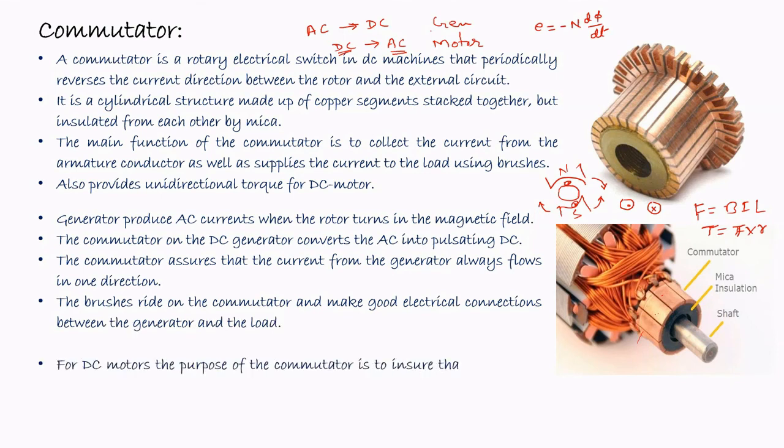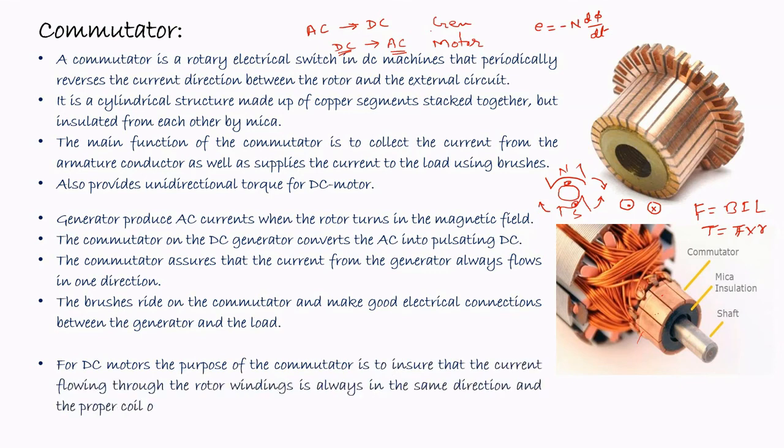The brushes ride on the commutator and make good electrical connections between the generator and the load. On the other hand, for the DC motor, the purpose of the commutator is to ensure that the current flowing through the rotating winding is always in the same direction, and the proper coil on the rotor is energized with respect to the field coil that we have discussed here. If the conductor is under the north pole, the current should be dot, and if it comes under the south pole, the current should be cross. And this conversion is typically made by the commutator.